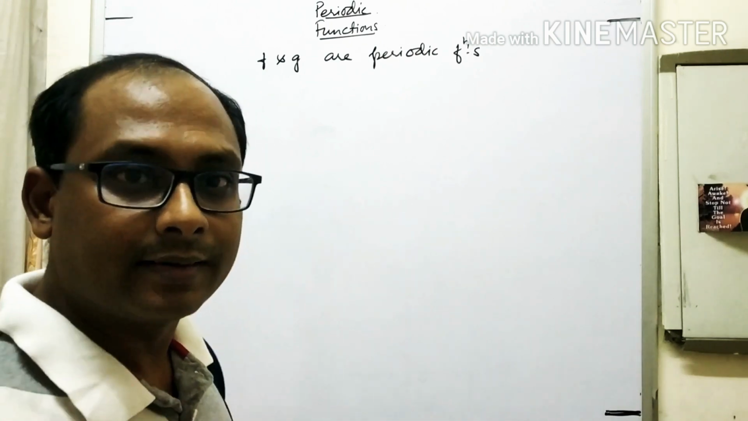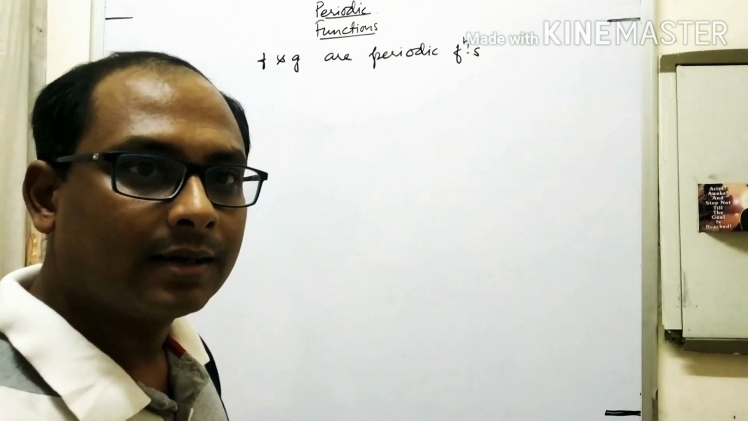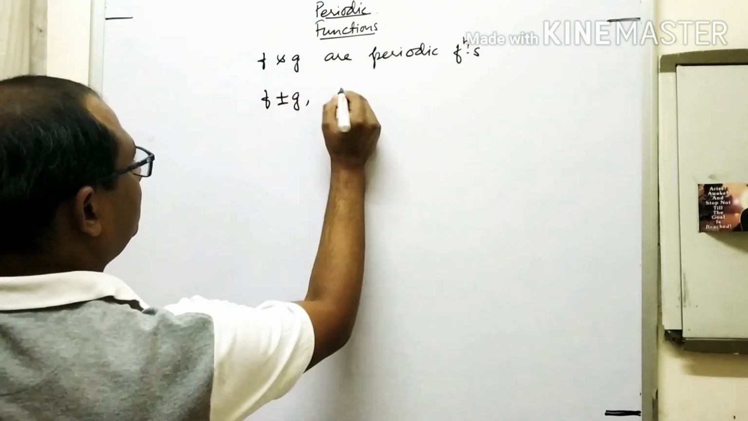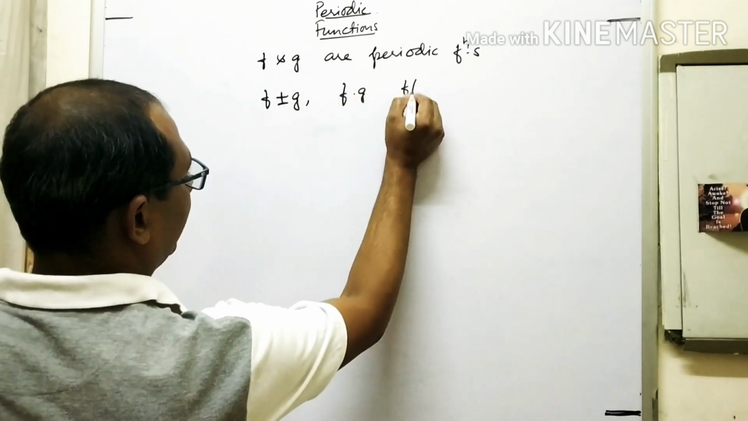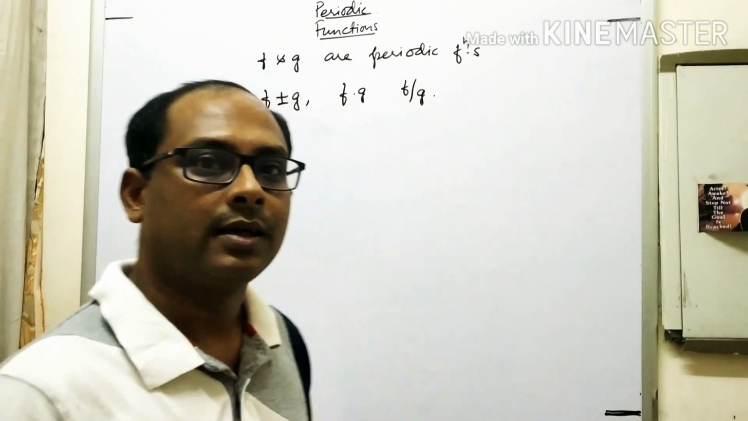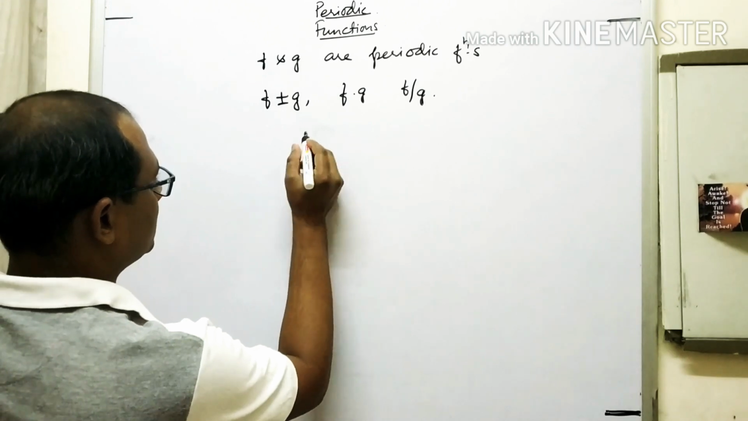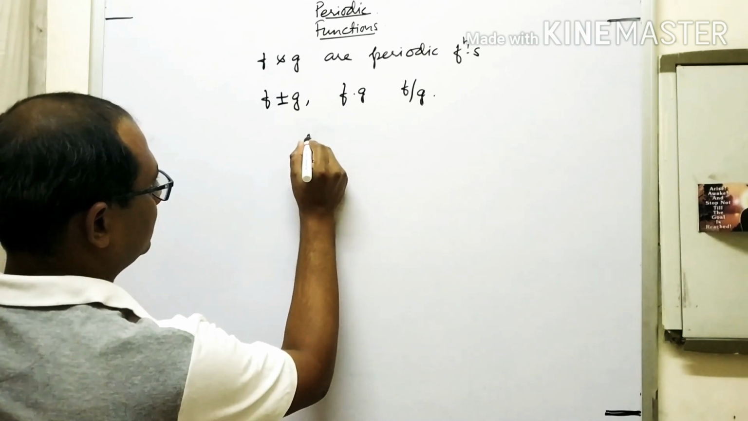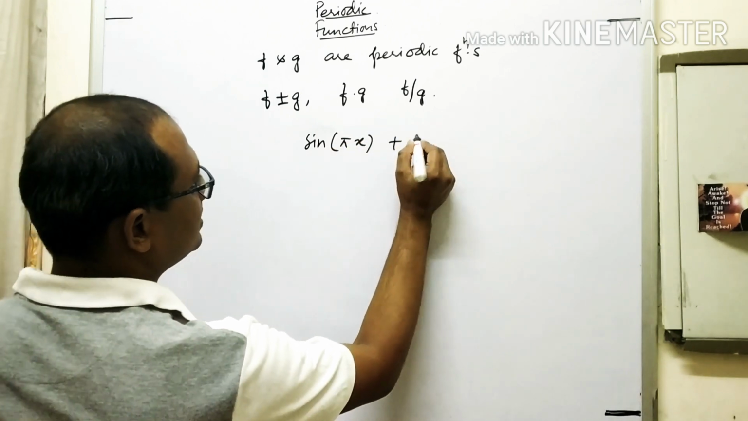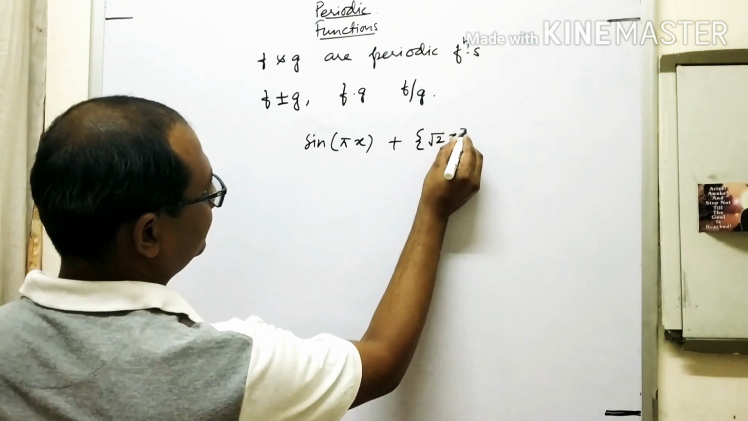So we were discussing in the last class that if f and g are periodic functions, then f plus or minus g, f into g, f by g are not necessarily periodic. And we have taken one example also. We'll take one more example. Suppose we are talking about a function sine pi x plus, suppose, the fractional part of root 2 x.